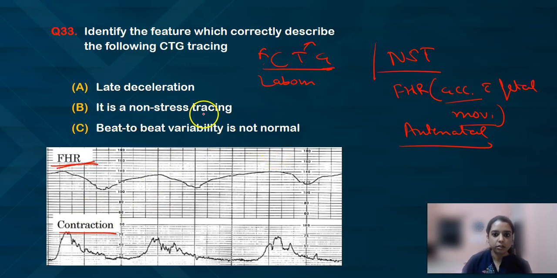Is it a non-stress tracing? No. The contractions are there. It's in labor. It's not a non-stress testing. Beat to beat variability is not normal? So no, beat to beat variability is normal.